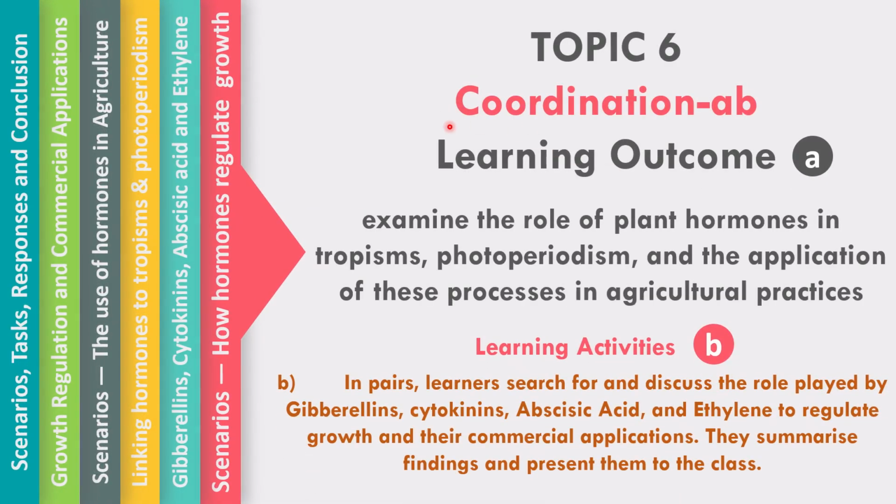Thank you for participating in Coordination AB, which is the learning outcome A, which is examining the role of plant hormones in tropism, photoperiodism, and application of these processes in agriculture practices. And we have been looking at learning activity B, in which pairs of learners search for and discuss the role played by gibberellins, cytokinins, abscisic acid, and ethylene to regulate growth and their commercial applications. They summarize their findings and present them to the class.